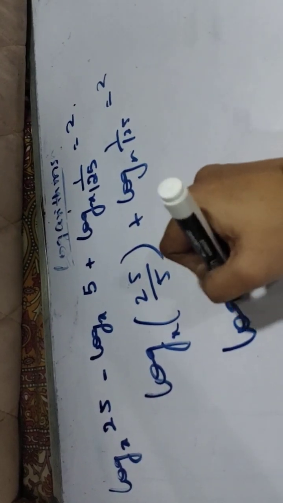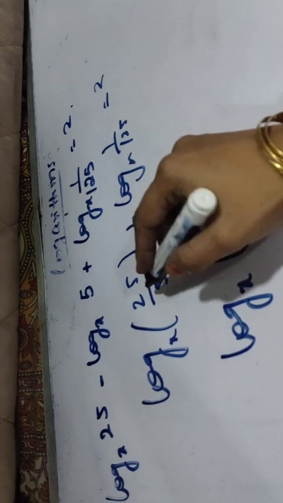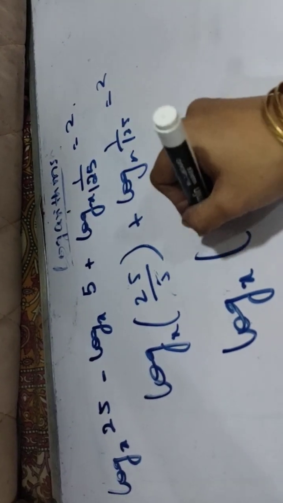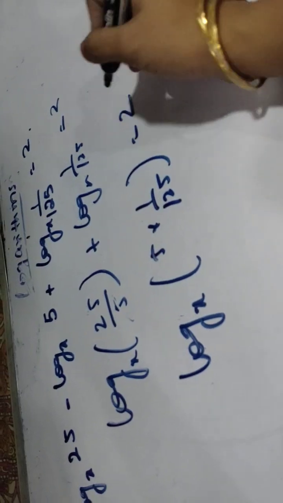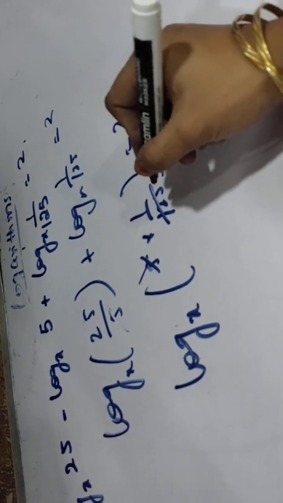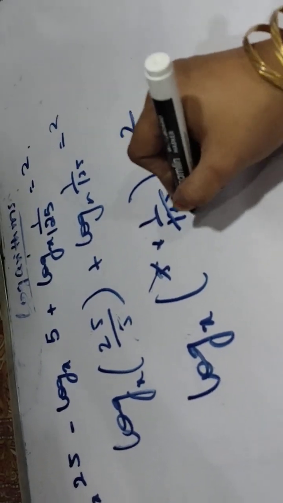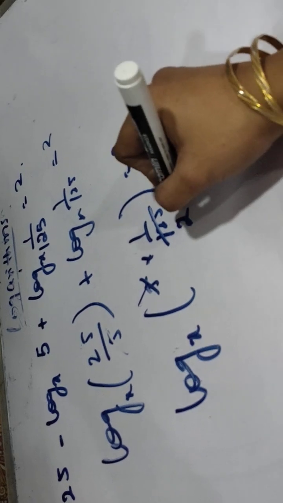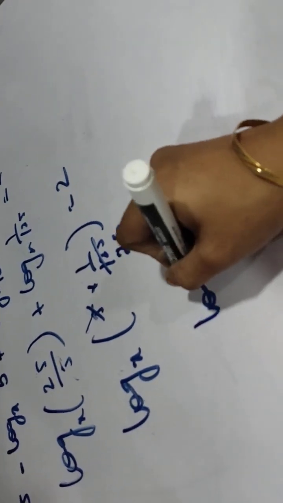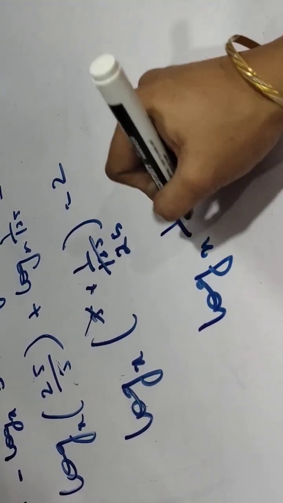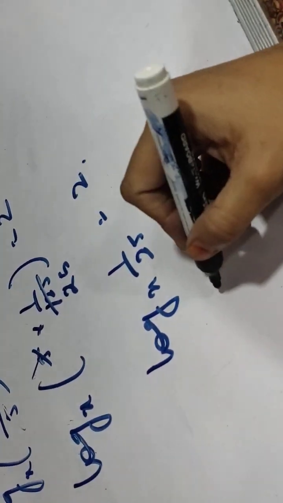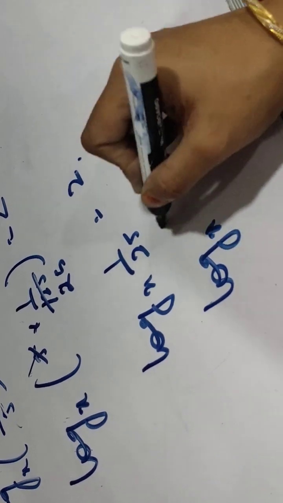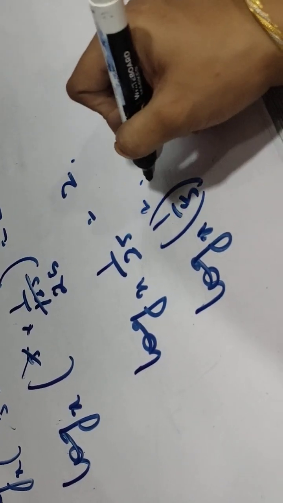So you'll have log x 25 by 5 is 5, okay? So 5 into 125 is equals to 2. So this is 5 ones are 5, 5 twos are, and then again 25. This is log x 1 by 25 is equals to 2, okay? So now how will you write this? This is log x 1 by 5 ka square, okay?